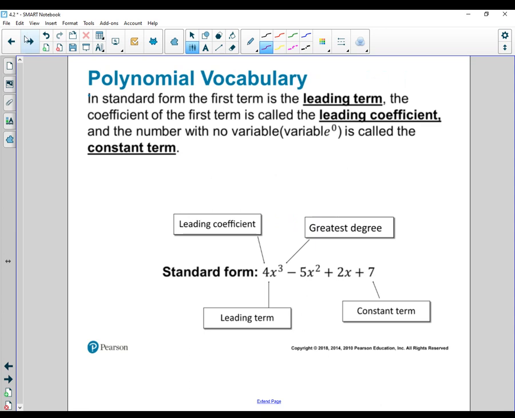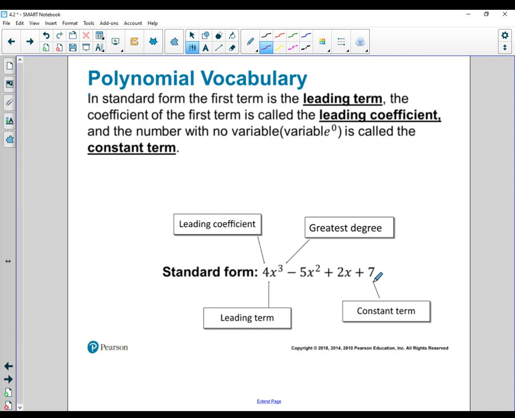So, some other things here. You probably want to write these down. I'll give you time to write these down. After you put it in standard form, so you'll notice this one's in standard form, x cubed, x squared, x, constant, right? There's a couple terms we need to know.